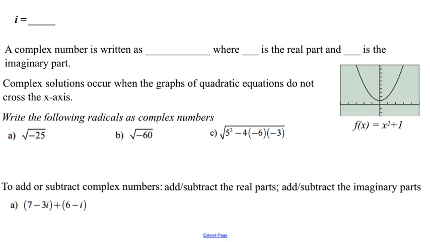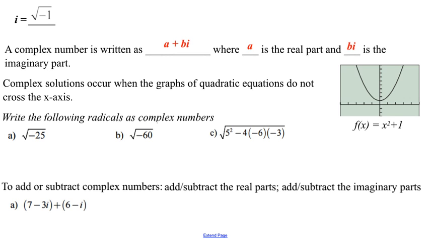So we're going to start off by defining what a complex number is. A complex number is defined by this italicized letter i, and it stands for the square root of -1. So whenever we have a square root of a -1, we call that i, and it is a complex number. Now, a complex number has two parts. It has a real part and an imaginary part. And we write it as a + bi, where a is the real part and bi is the complex or imaginary part.